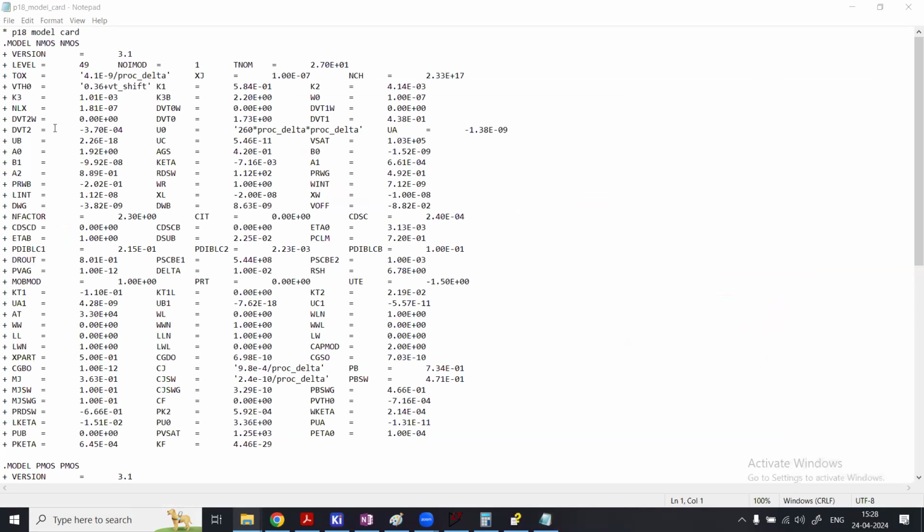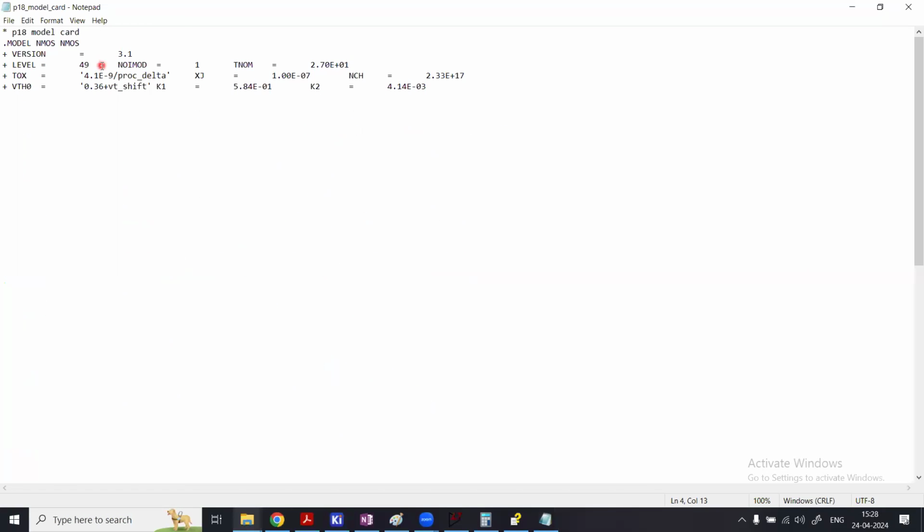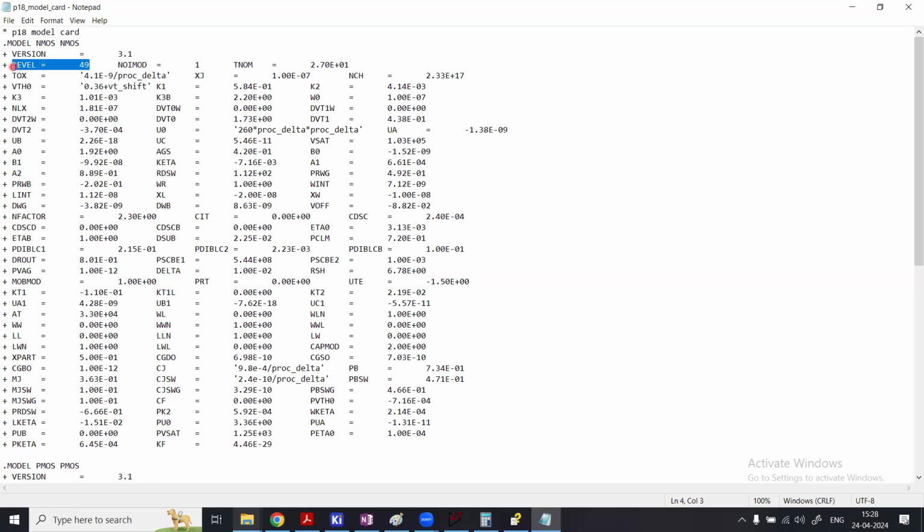Now you can see that this is your SPICE model and this is actually your level 49 model. Like I said, there is level 1, level 2 up to level 49. So it's a BSIM model, one of the most advanced for the 180 nanometer technology. It means the channel length is 180 nanometer. Okay, so let us try to understand what these parameters here are.